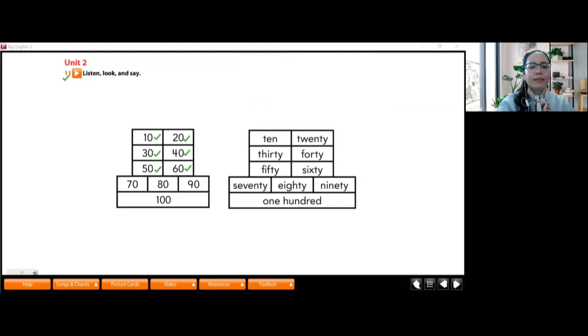60, 70, 80, 90, 100. And these are the way you can write each number.